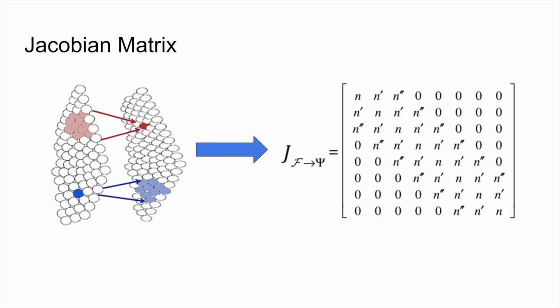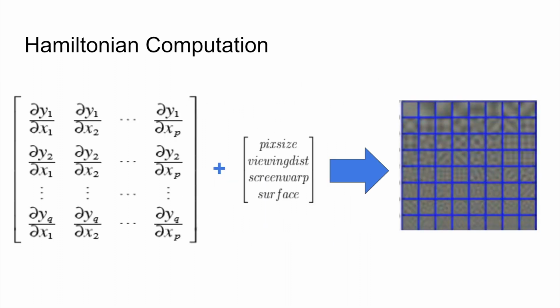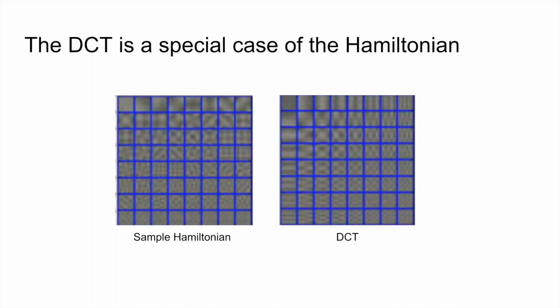The first is to compute a Jacobian matrix that represents the spatial relationships, and you can actually train this on real humans to best model the actual neural pathways. Then you want to add in a potential matrix based on the physical representation of the image, including pixel size and viewing distance. These two combine to complete the Hamiltonian transformation. It is then possible to use this Hamiltonian in place of the original discrete cosine transform.